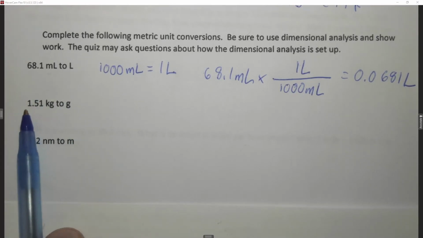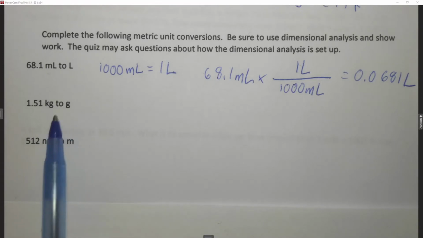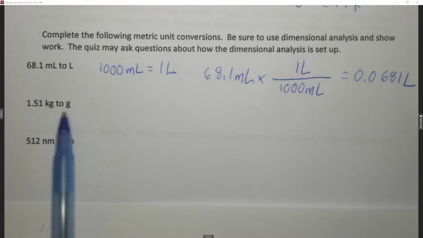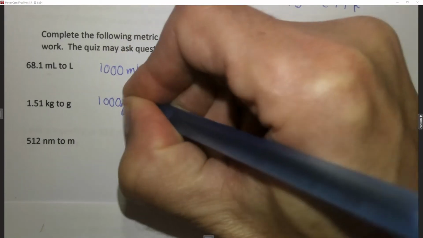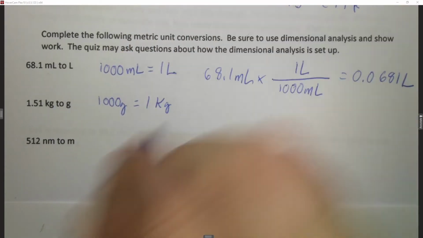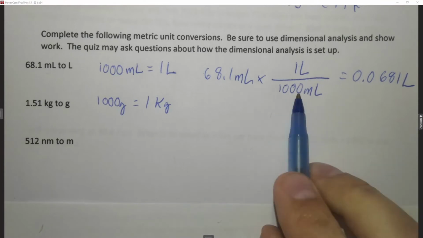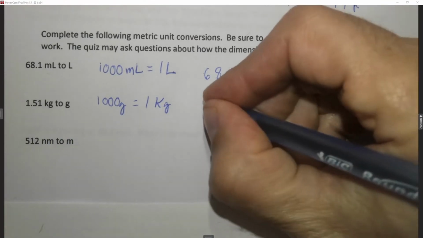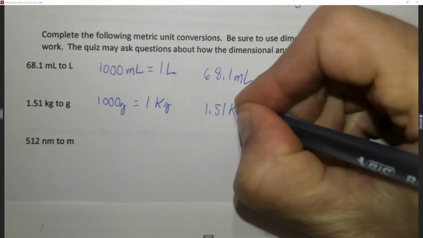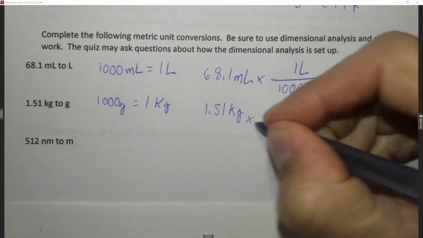All right, next one, 1.51 kilograms to grams. We need to know the relationship between kilograms and grams. Well, 1,000 grams equals 1 kilogram. This is called an equality. This is called a conversion factor. So we can write it as a conversion factor. So if we start with our 1.51 kilograms, we want kilograms to cancel out.